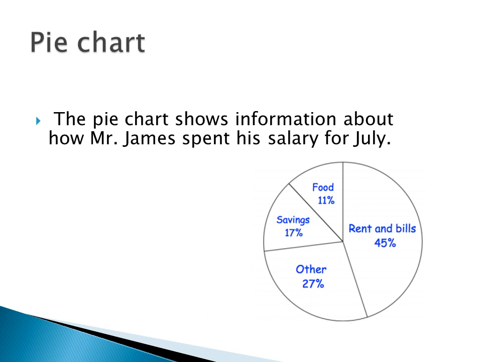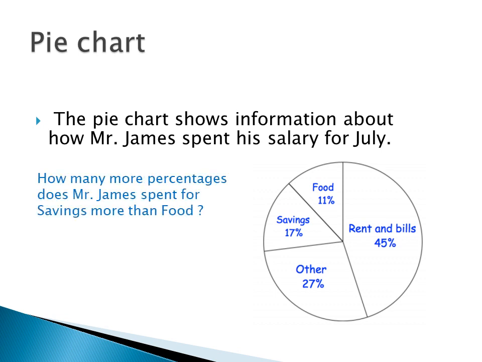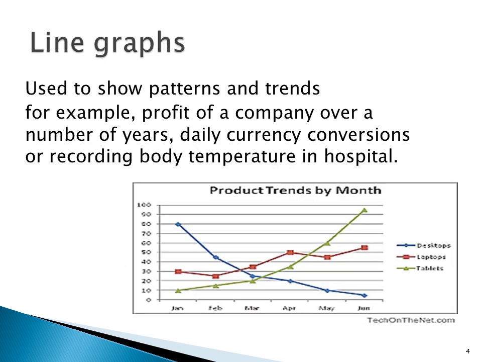The pie chart here shows information about how Mr. James spent his salary for July. How many more percent does Mr. James spend on savings than food? If we look here, we can see that savings represent 17%, while food represents 11%. So to find the answer, we will subtract 17 minus 11, which is 6%.